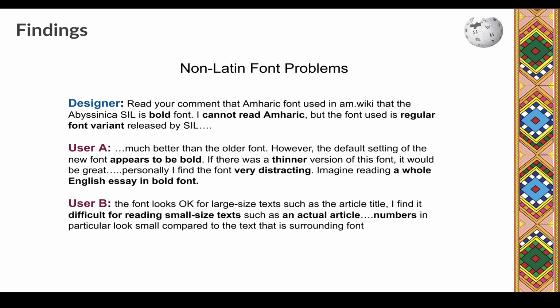We also observe users struggle to read and write in non-Latin script on the Wikipedia interface. In this dialogue, the designer is responding to complaints that the Amharic font is bold. The designer acknowledges that they cannot read Amharic, but that the font does not come with a bold variant. However, when the user explains the font appears to be bold and that it is distracting, they try to simulate their interaction by explaining how it feels like reading a whole English essay in bold font.